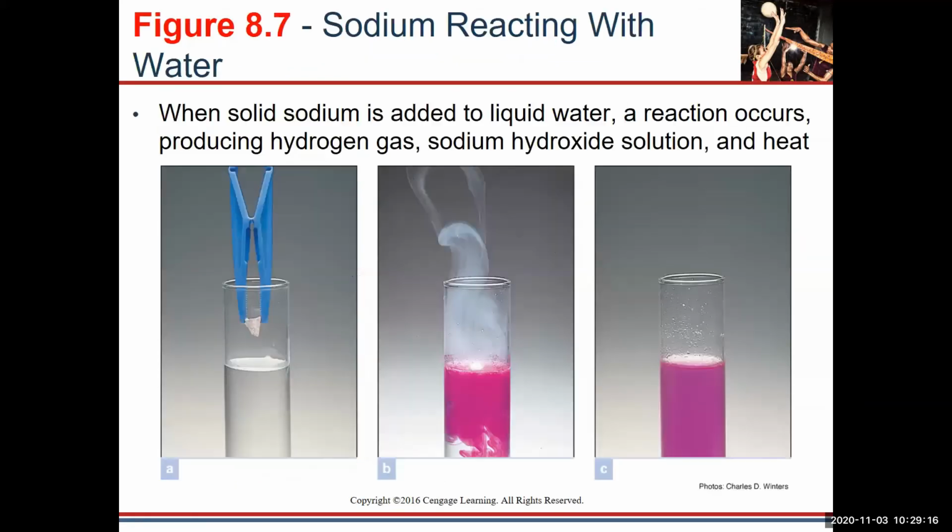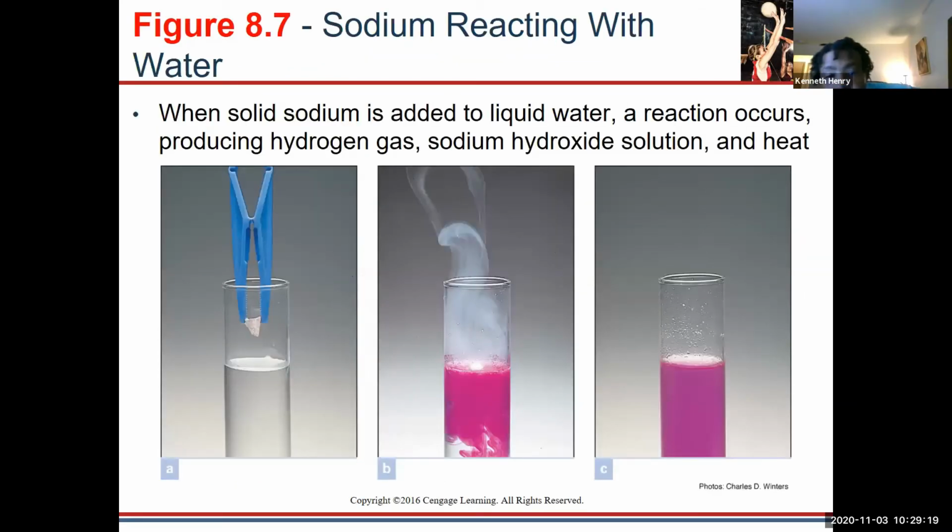Okay, so we're going to be talking about chemical reactions. We are officially talking about how we write a chemical reaction. I'm going to read this, and I want you to help me build it. It says sodium reacting with water. When solid sodium is added to liquid water, a reaction occurs, producing hydrogen gas and sodium hydroxide and heat. So what are my products?